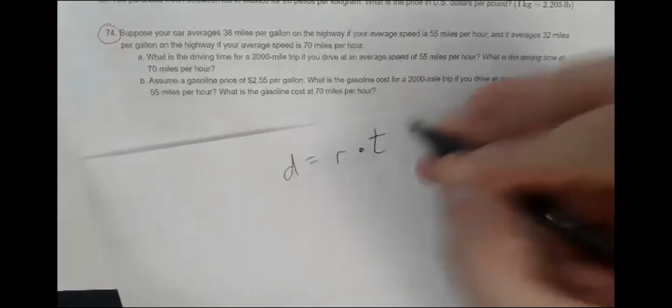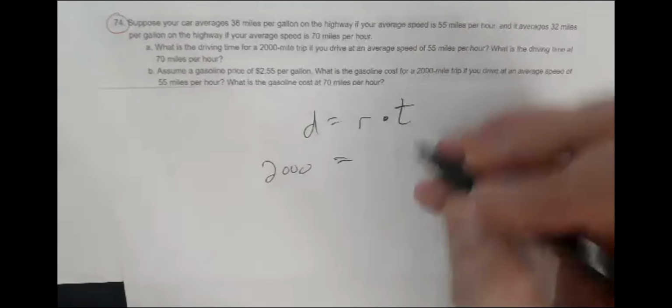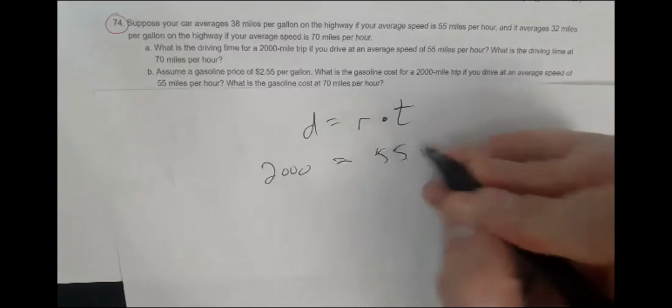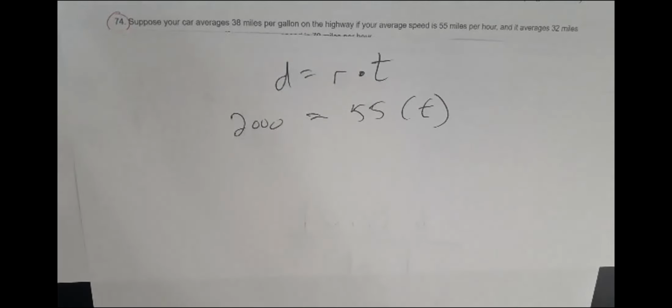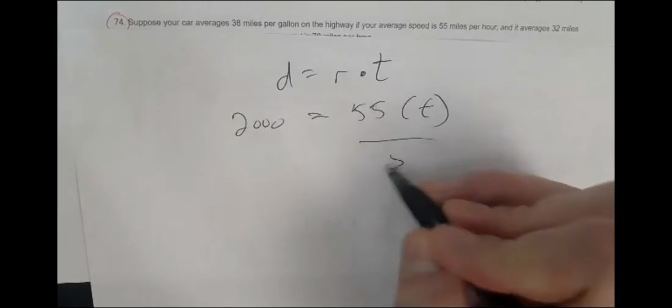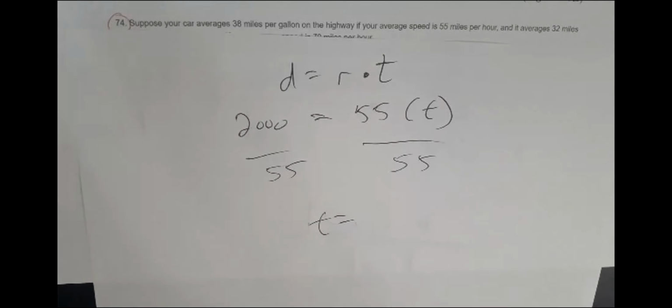Look at this thing. Distance equals rate times time. This is going to be my rate, which is 55, times my time. So if I want to find time, I have to divide by my rate, which is 55, right? This is another way we can think about this. Divide 2,000 by 55. What is that? 2,000 divided by 55 is 36.36, repeating.